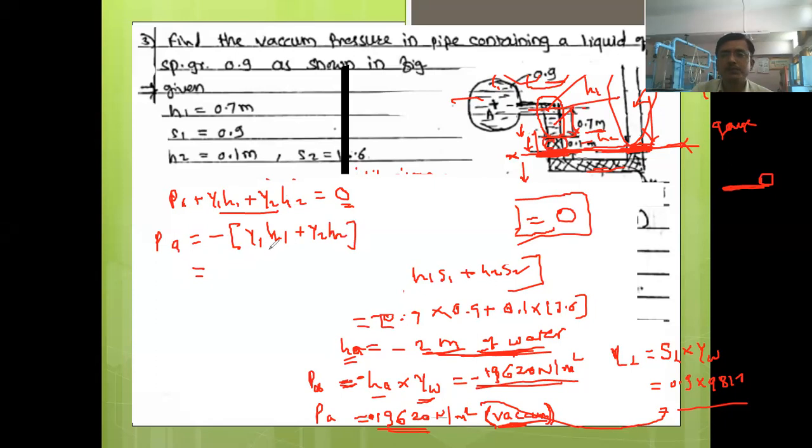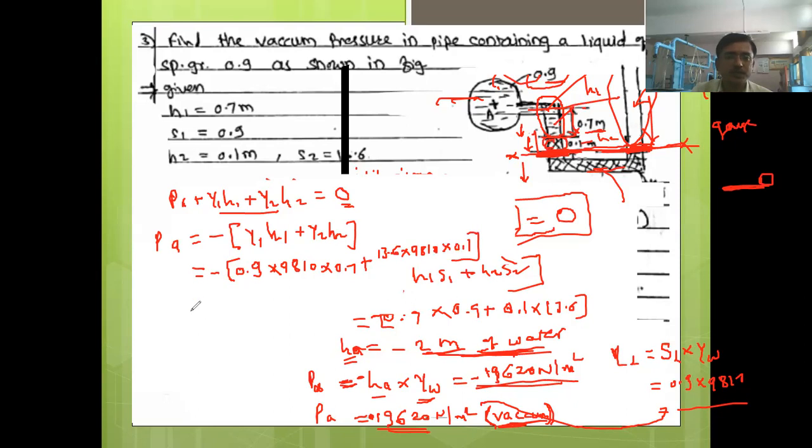So now what is gamma 1? Gamma 1 is the weight density of this liquid. Gamma 2 is the weight density of this liquid. So directly I will write the formula for that. Gamma 1, the specific weight of the liquid, specific gravity of the liquid is 0.9 into 9810. This is the value of gamma 1 multiplied by H1, which is 0.7, right? Plus now gamma 2, mercury, the 13.6 specific gravity multiplied by 9810 into height 0.1, right?